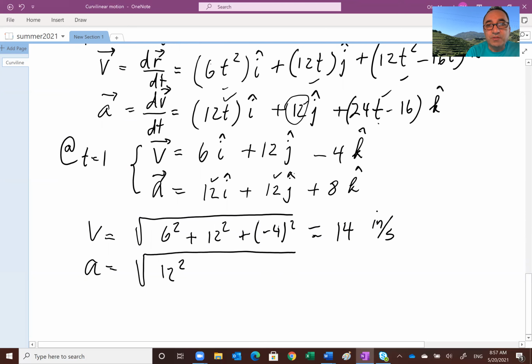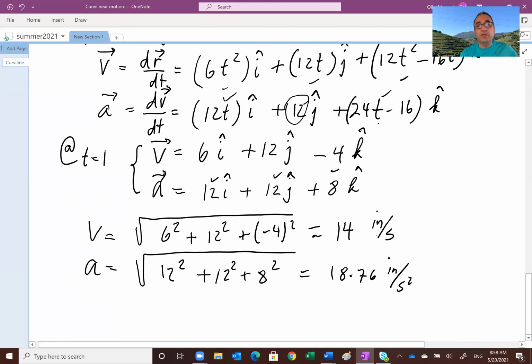Similarly, this guy squared, this guy squared, this guy squared: 12 squared, 12 squared, 8 squared. That gives 18.76 inch per second squared.